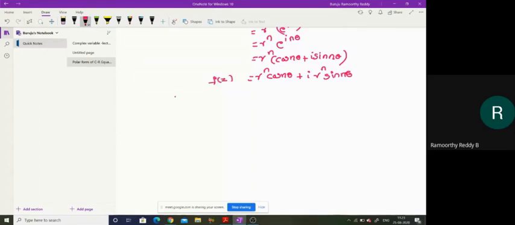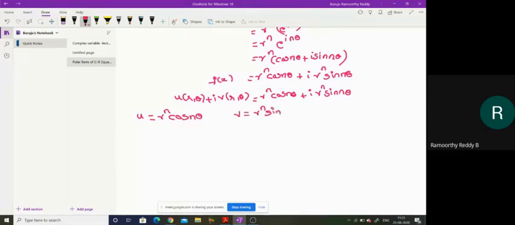So f(z) is nothing but u(r, θ) + i v(r, θ), which is equal to r^n cos nθ + i times r^n sin nθ. Right? And now what is the real part? So u = r^n cos nθ. Now what is v? v = r^n sin nθ. Right?